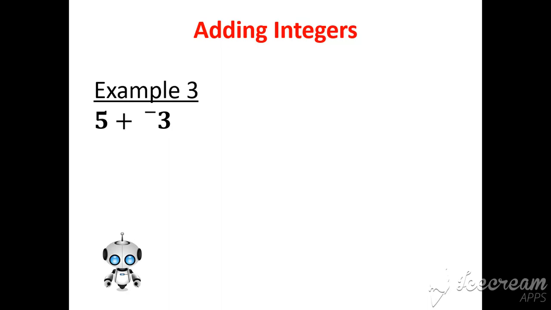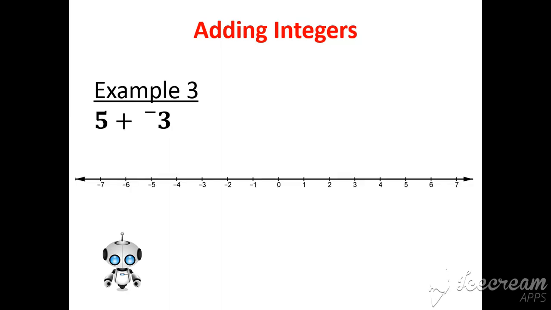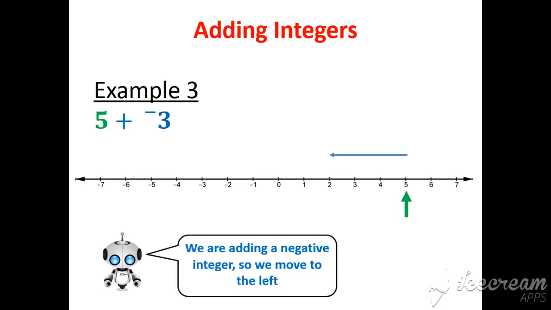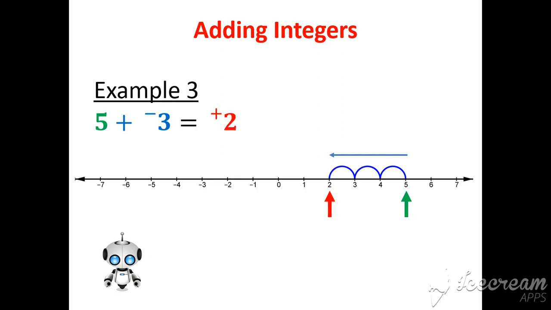Right, here's example 3. What about 5 plus negative 3? Here's our number line. We're starting at 5, and now we're adding a negative integer. We're adding negative 3. So when we add a negative integer, we've got to change direction and go to the left. So we're going to go to the left 3 spaces. 1, 2, 3, and here we are at our answer of 2. So you could write down positive 2, but most of us will just write down 2. So 5 plus negative 3 makes 2.